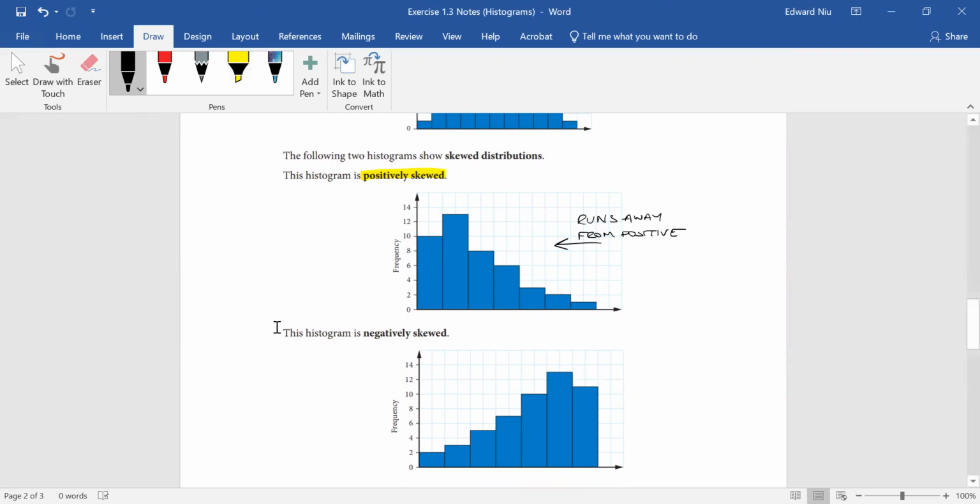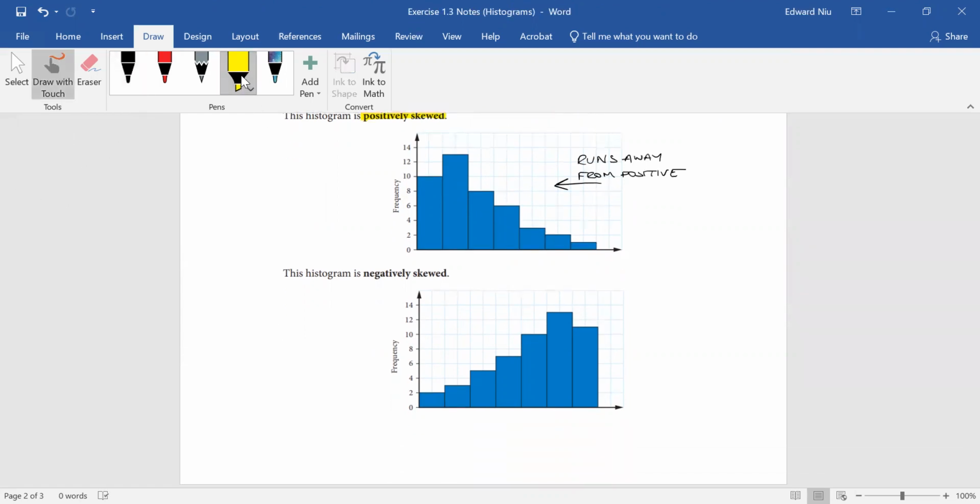And what you notice with negative skew is it actually runs away to the negative. Like most of the data points are tilted to the positive side. Confusing? I know, right? So this is, oh, that's a real straight line. That's running away from negative. Once you realize it's running away from what it's stating, so if it's negatively skewed, it's running away from the negative, that might make it a little bit easier to identify.